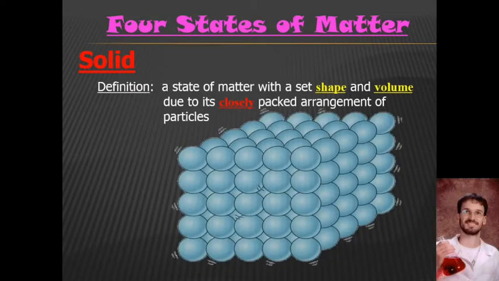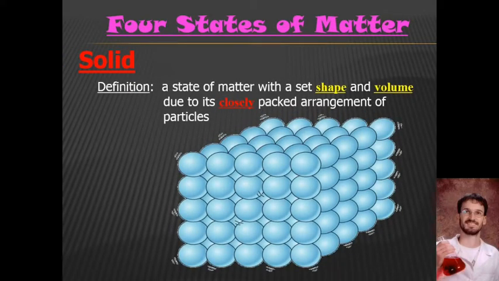So the first state of matter will be the solid state. This is the state that you think of when you think of any of the stuff you see around you. It's when there is a set shape and a set volume for the substance. And this is because all the particles are all touching each other and they're stuck in place. So the shape's not going to change if you're just sitting there watching it, if nothing's acting on it, and its volume will always remain constant.